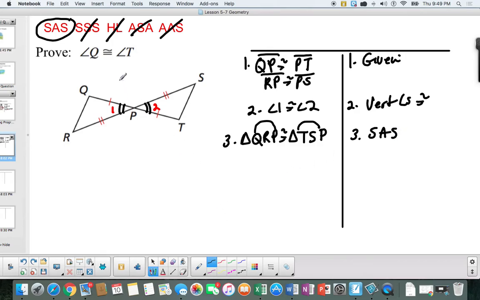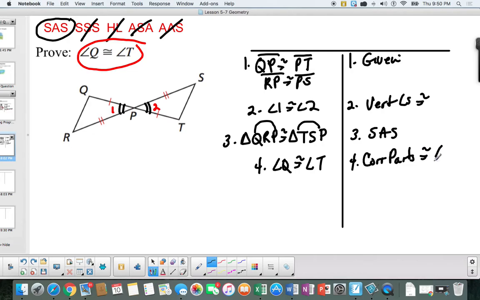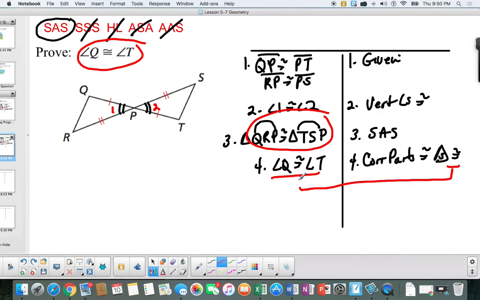Now, since the triangles are congruent, the other parts that I didn't use in the proof are now going to be congruent. So step 4 is angle Q will be congruent to angle T, and we're going to write corresponding parts of congruent triangles are congruent. These are the parts. They come from these triangles, and they are congruent. See how that ends like that.